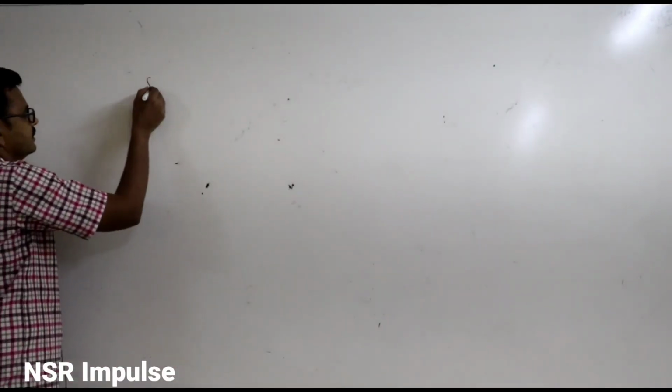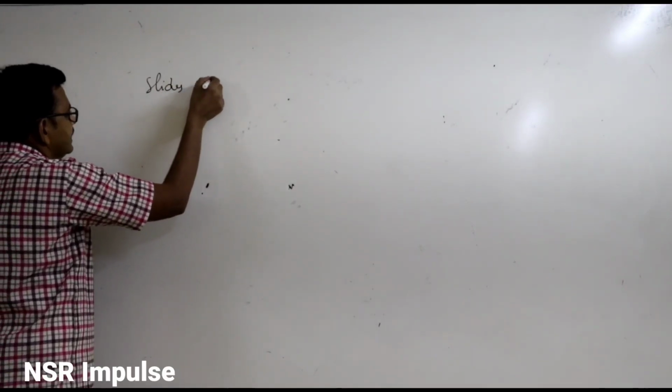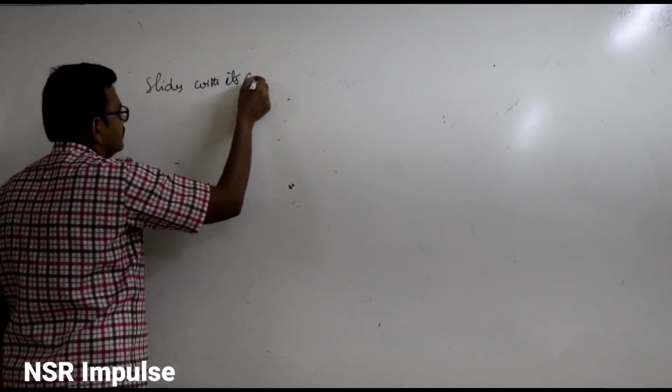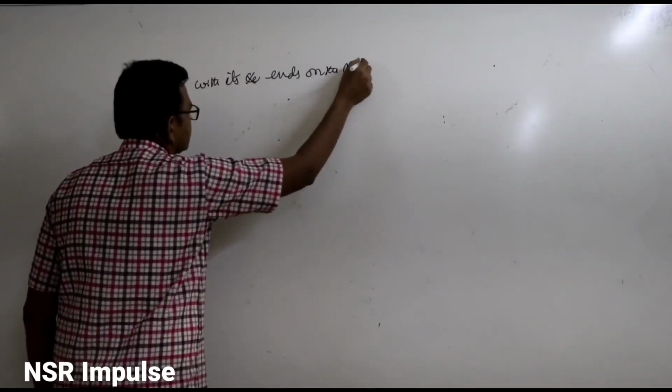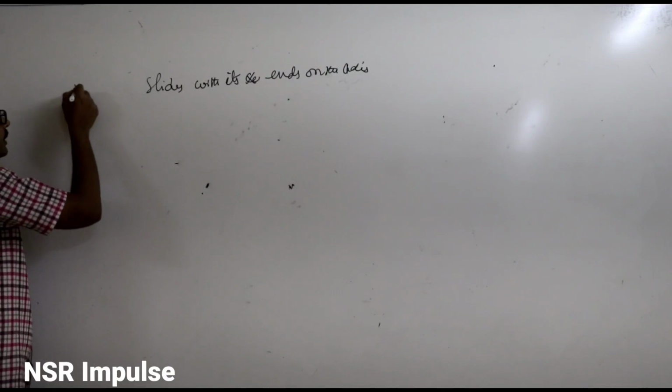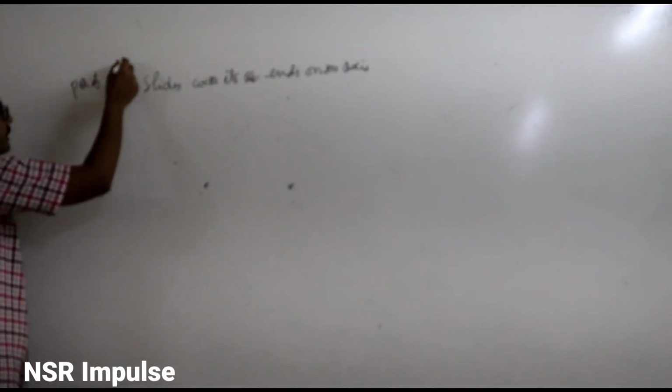Next problem. A rod PQ of length 2a slides with its ends on the coordinate axis.